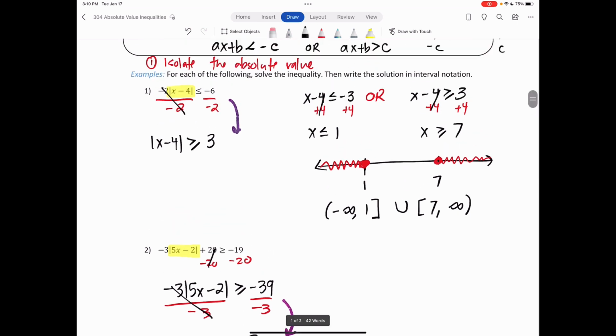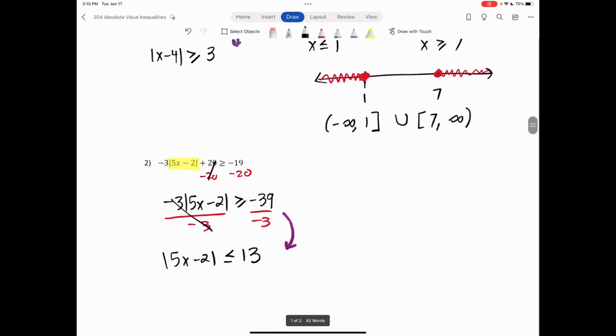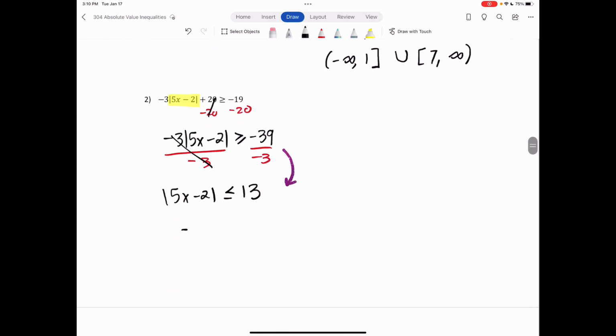Less than or equal to is that rule number 1. I break it into the 2 where I squish it in between. So I want to squish 5x minus 2 in between 13 and negative 13. I solve this by getting the x all by itself, but I have a compound inequality, so I'm going to add to a bunch of places. So negative 13 plus 2 makes negative 11, less than or equal to 5x, less than or equal to 15.